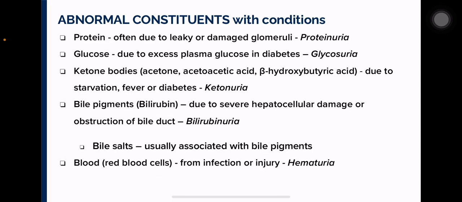Now let's proceed to the abnormal constituents with conditions. So these indicate pathology. Protein indicates proteinuria, meaning there is glomerular damage in your kidneys. For glucose, glycosuria, which could be related to diabetes. Ketone bodies, starvation, fever, as well as diabetes. For bilirubin, liver damage or obstruction, and presence of blood could mean infection or trauma. So these findings are clinically significant and often require confirmatory testing.